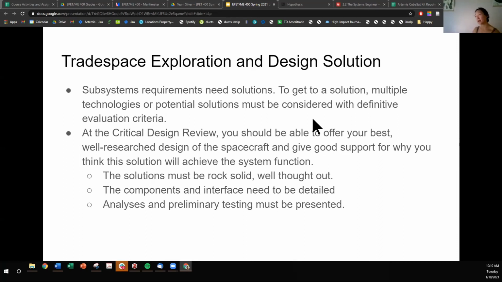At the critical design review, which will be the culmination of this semester's work, you should be able to offer your best, well-researched design of the spacecraft and give good support for why you think this solution will achieve the system function. This time around, the solutions must be rock solid and well thought out. The components and interfaces need to be detailed, and the analyses and preliminary testing must be presented.